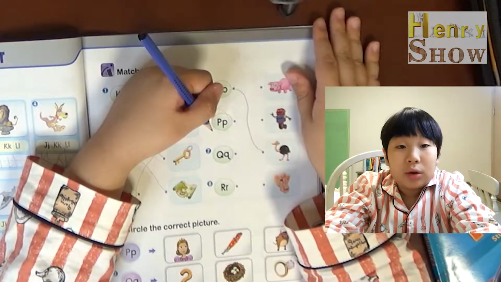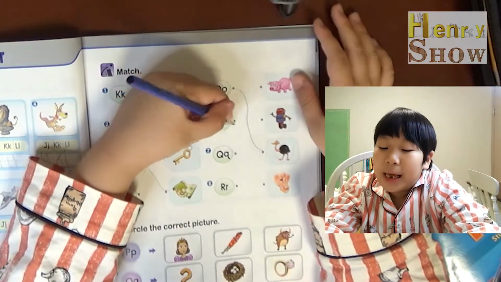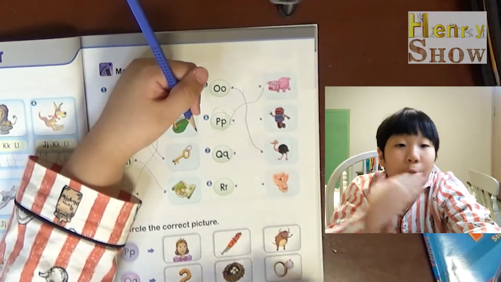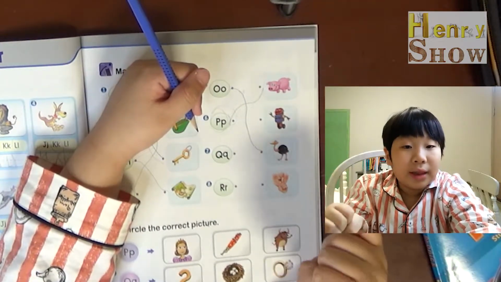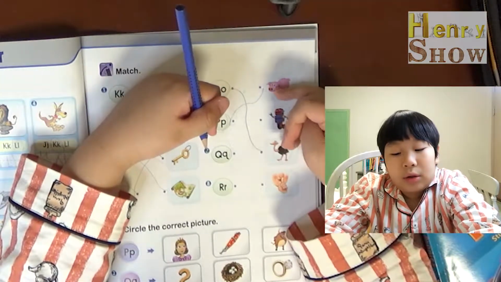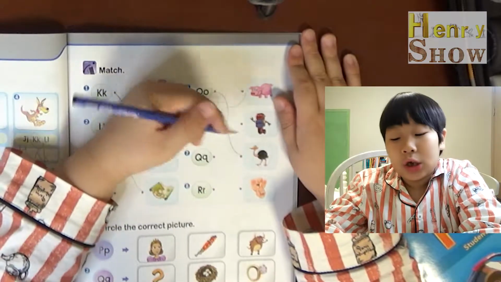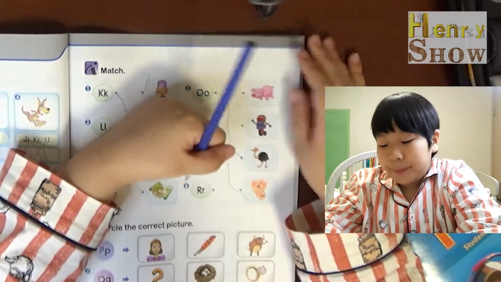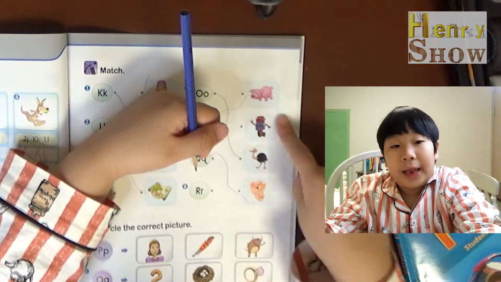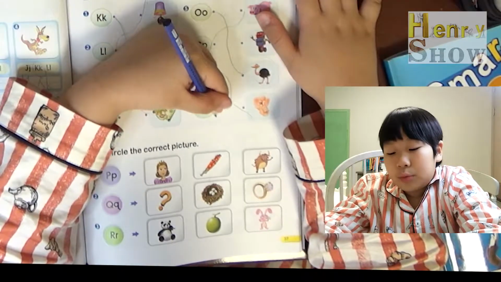Number 6, P. Where is the word that begins with P? Yes, pig is the word that begins with P. It's important to say it in a full sentence. Number 7. Where is the word that begins with Q? Quiet begins with Q. Where is the word that begins with R? Robot is the word that begins with R.